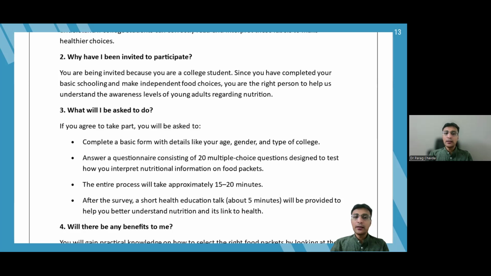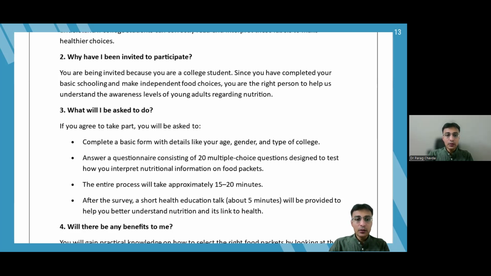After the survey, a short health education talk of about 5 minutes will be provided to help you better understand nutrition and its linkage. So you are telling the participant what the participant is expected to do when they participate. Since this is a cross-sectional study, you are meeting participants only once, but if it involves follow-up, you might say that at the first instance, when you meet the investigators, this is what is going to happen. We are going to come back to you, let's say in person or telephonically after 3 months, and ask you certain questions pertaining to 1, 2, and 3 themes or something like that.